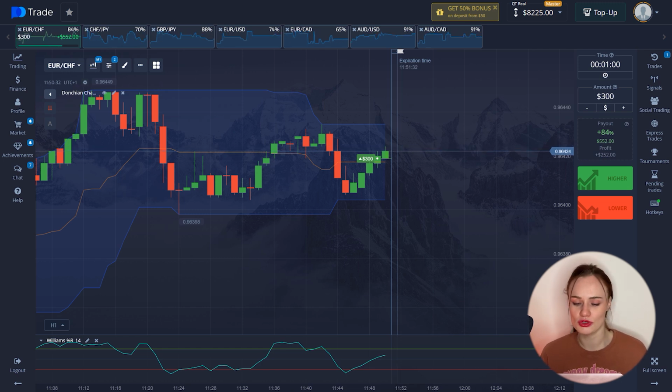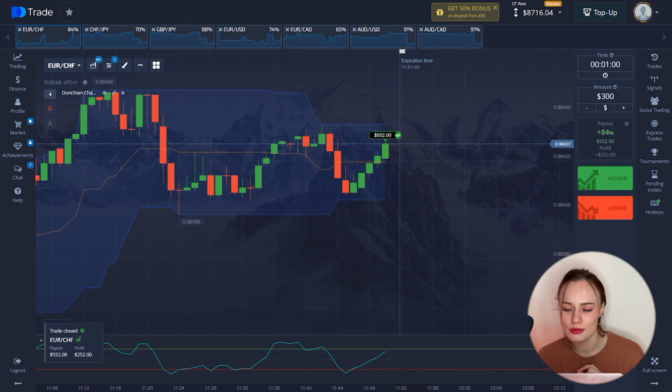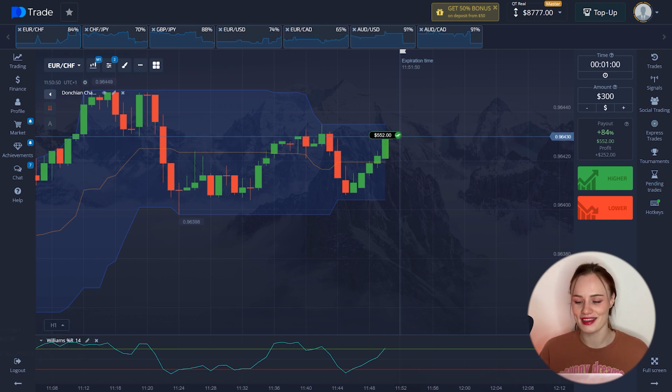You can also determine the strength of the trend if the graph goes beyond the boundaries, when there is no lag in its signals, and this is a very important point. And so, the deal was completed and replenished the balance again by $252.